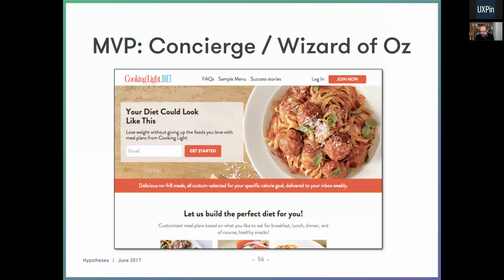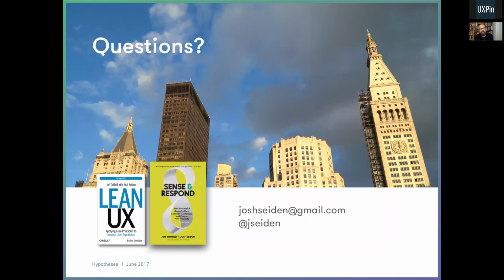So those are some examples of some experiments that you can use, some types of experiments you can use to test your MVP.